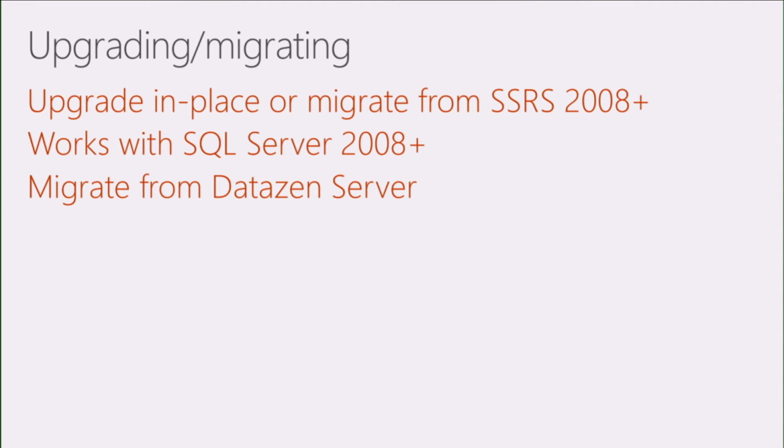Just a quick note on upgrading. You can upgrade in place from a previous version of Reporting Services, so you don't need to create a new installation. You can just upgrade right in place from 2008 or later. Or you can migrate. You can just install a new instance, whether that's on new hardware, same hardware, new VM, different VM, whatever. And you can just migrate over your Reporting Services database, reattach it, and everything will upgrade for you. All of your existing reports should work the way that they did before.